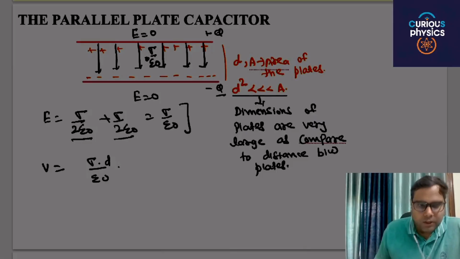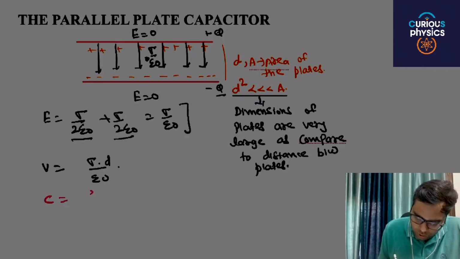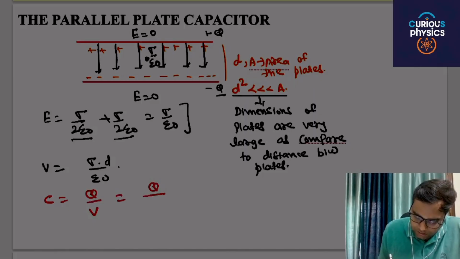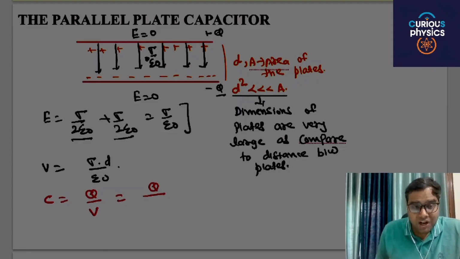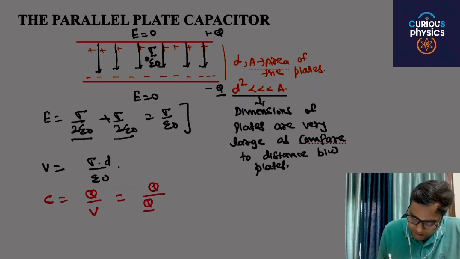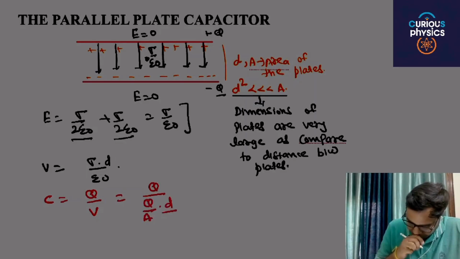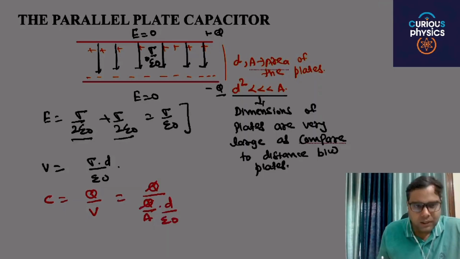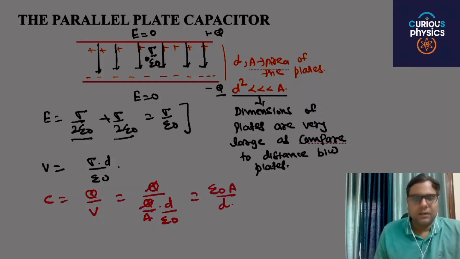And now according to the parallel plate capacitor, the capacitance is equal to q by v. Q is the charge and sigma is the charge density, which means charge by area. So C equals Q divided by sigma d over epsilon naught. Q and Q will cancel each other and you will get epsilon naught A by d.